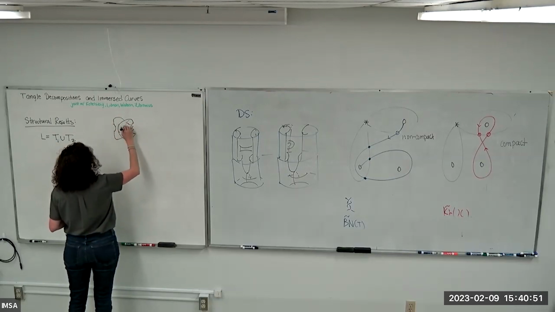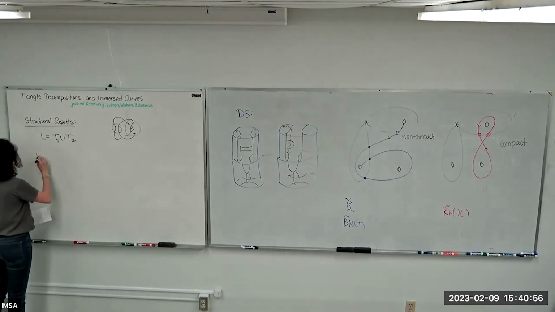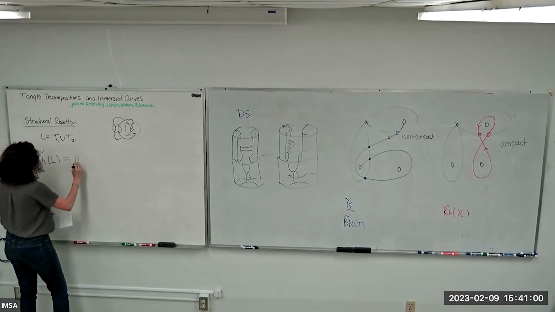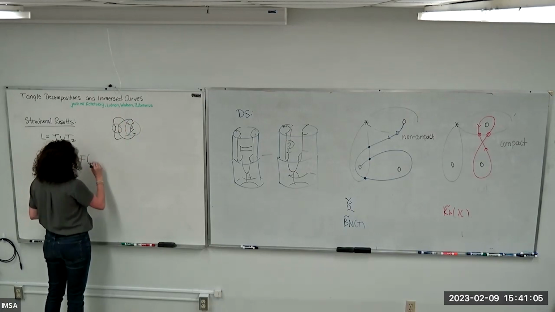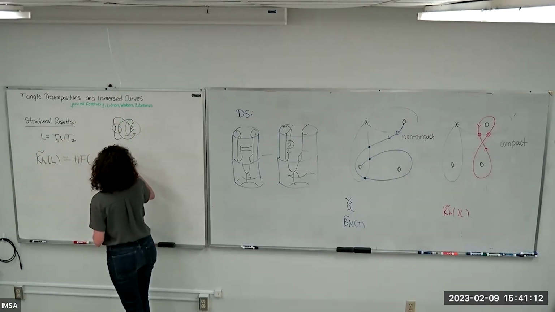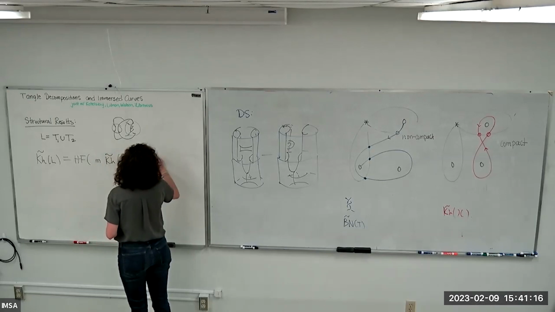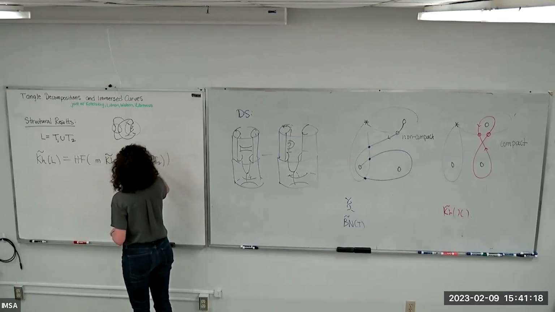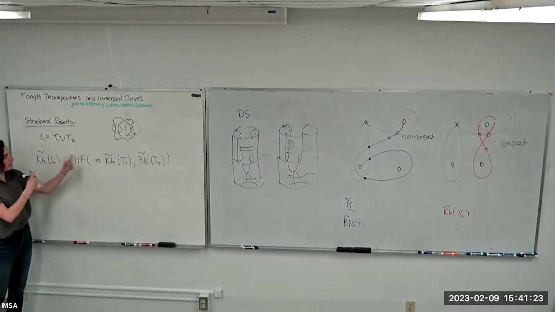Okay, tangle decomposition. Then the Khovanov homology of the link that you're after is the Lagrangian homology. You have to mirror one of them. I don't think it matters which one you do, but of the mirror of the immersed curve of the Khovanov invariant of T1 and the Bar-Natan invariant of T2. And which one you do, Bar-Natan or Khovanov, doesn't matter.